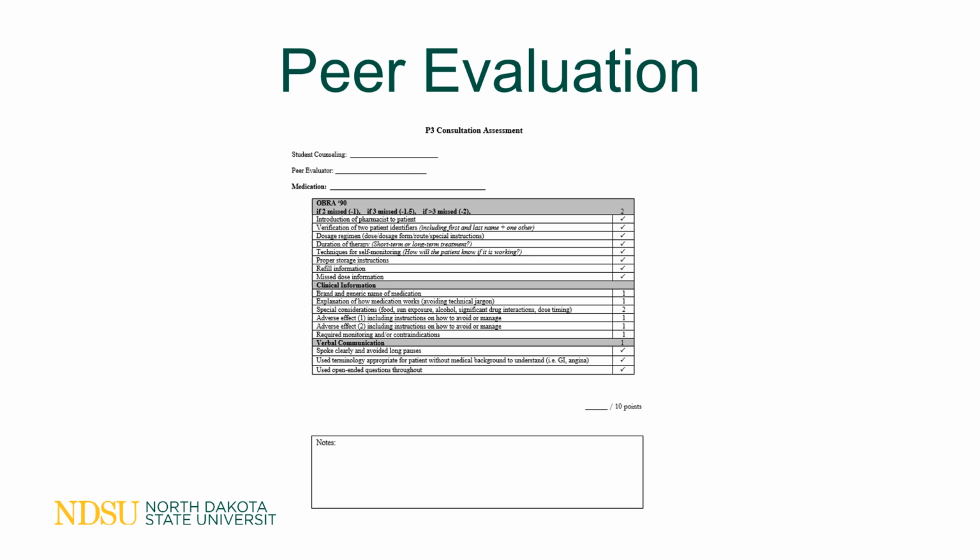You will document on this printed copy the name of the student that's counseling, your name, and the name of the medication. Then you will listen carefully to the video and critically evaluate them on their performance. You will enter any and all notes for feedback and suggestions for improvement. This is an anonymous evaluation. The counseling student will not be made aware of who their evaluator was.